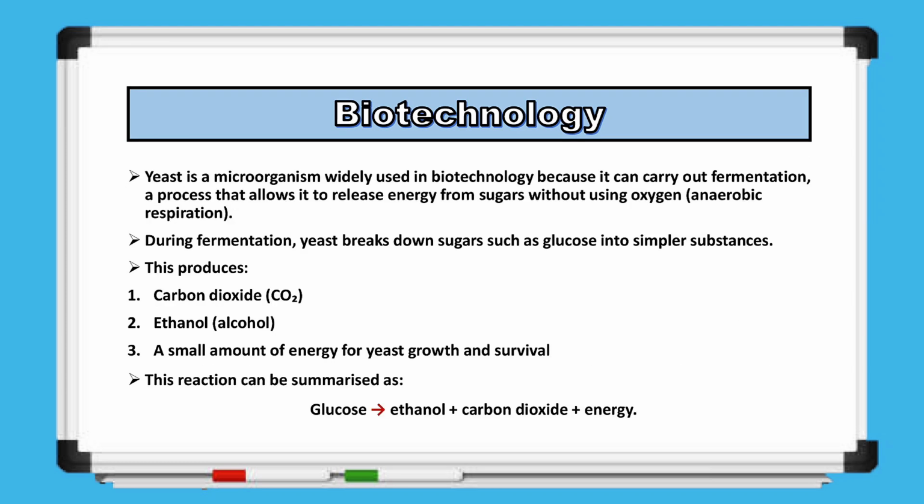Now focusing on yeast, it is a microorganism that plays a key role in biotechnology because it can carry out fermentation. Fermentation is a process in which yeast releases energy from sugars without using oxygen. During this process, yeast breaks down sugars such as glucose into simpler substances. This results in the production of carbon dioxide, ethanol, and a small amount of energy that the yeast uses for growth and survival. Have a look at this equation. It illustrates how a glucose molecule is broken down into ethanol and carbon dioxide.